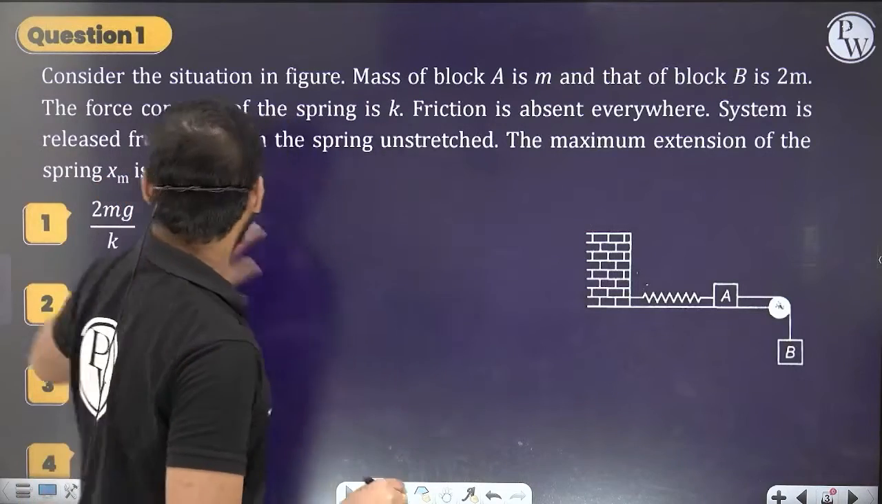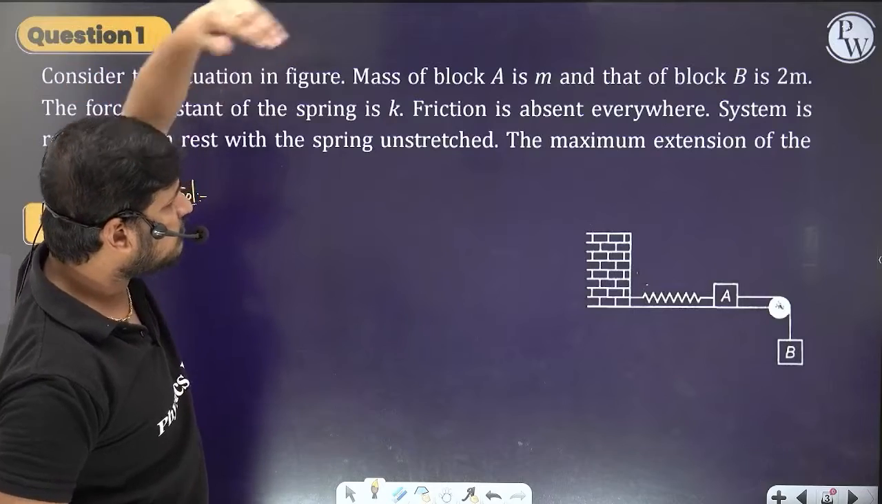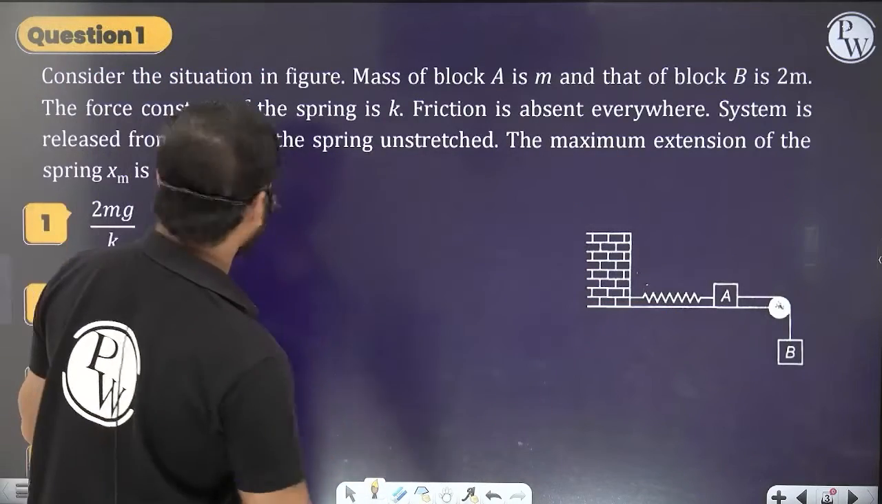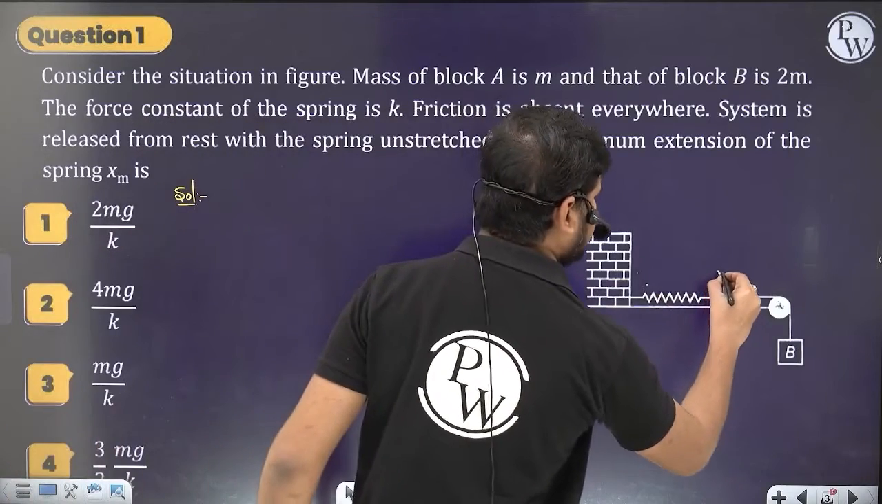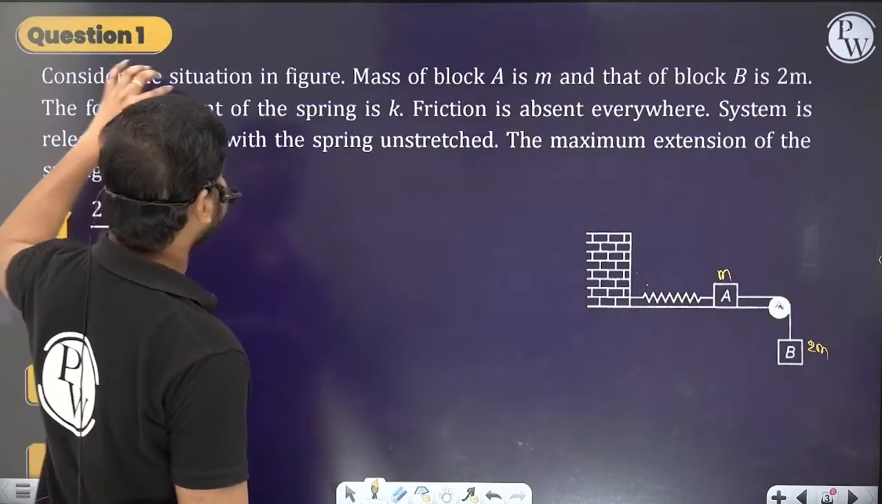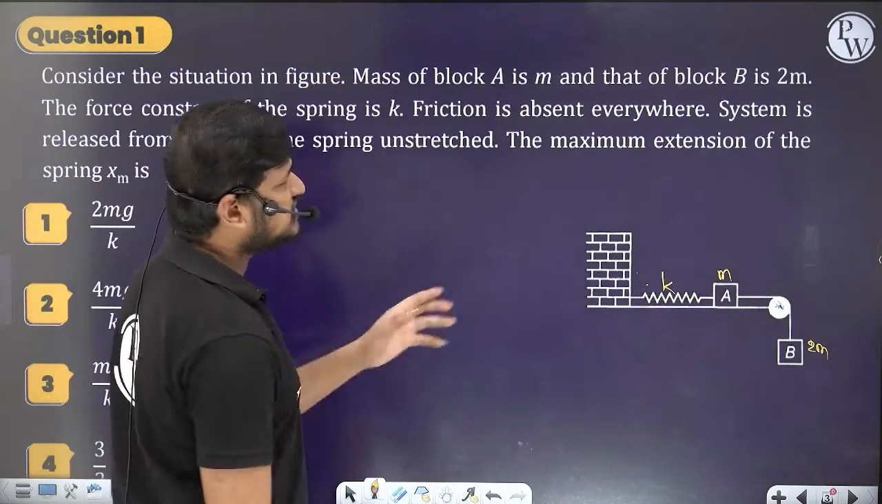What does the question say? Consider the situation in the figure. The mass of block A is m and that of block B is 2m. So this is of mass m and this is of mass 2m. The force constant of the spring is k. Friction is absent everywhere.